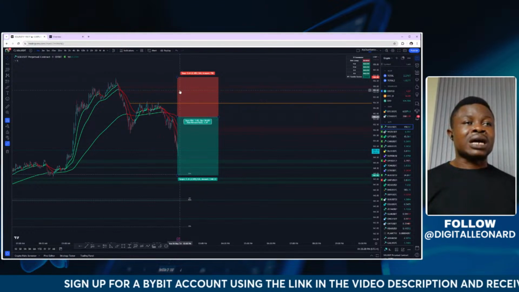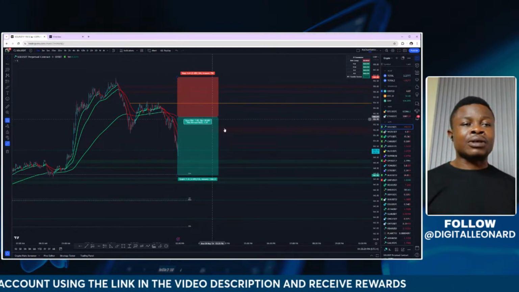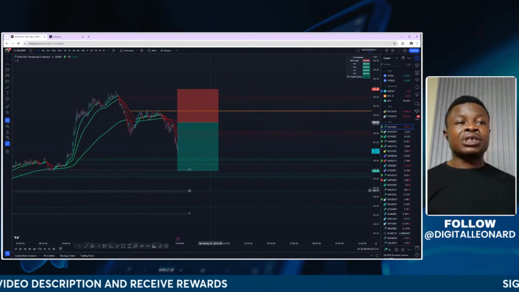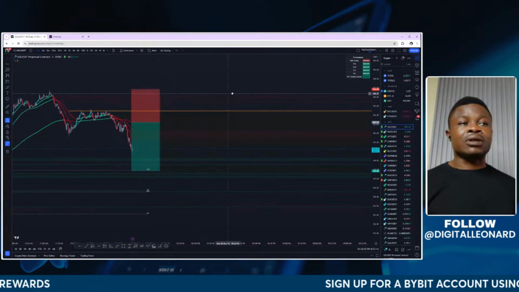Once all the limit orders are triggered, my average entry price, wherever it is, I'll keep adjusting my take profit and all of that. So let's patiently wait and see how Solana plays out.